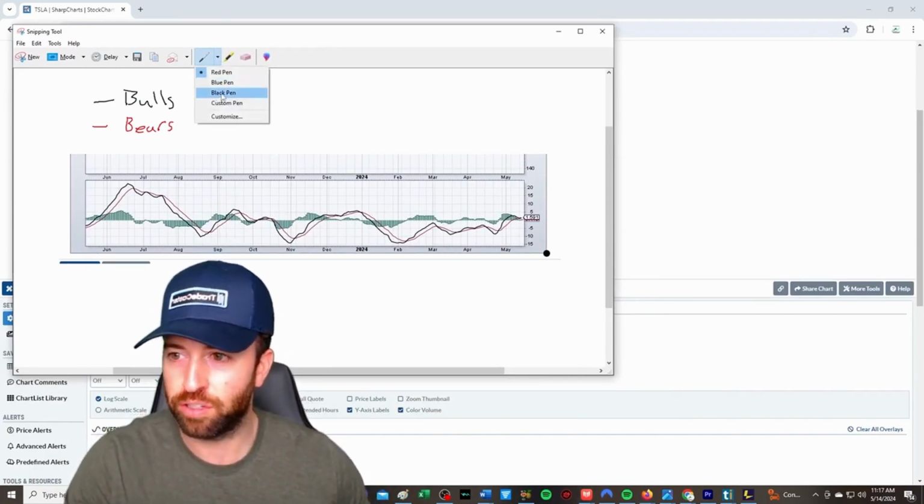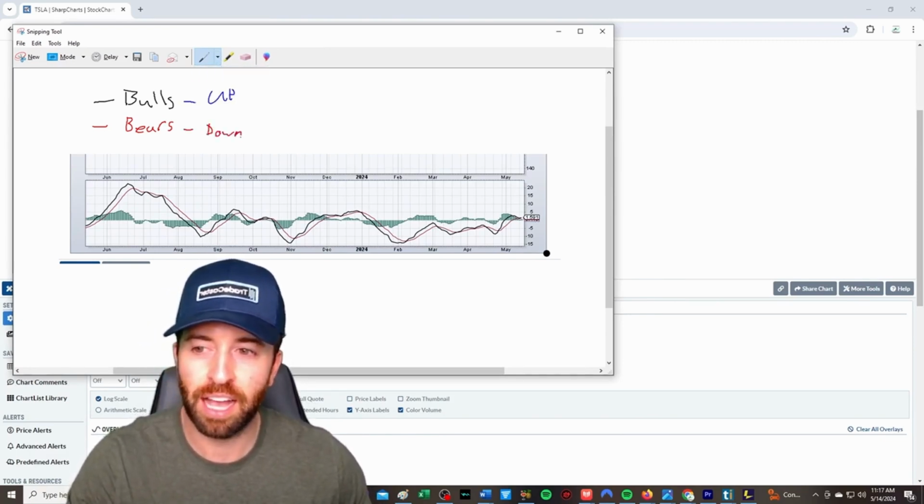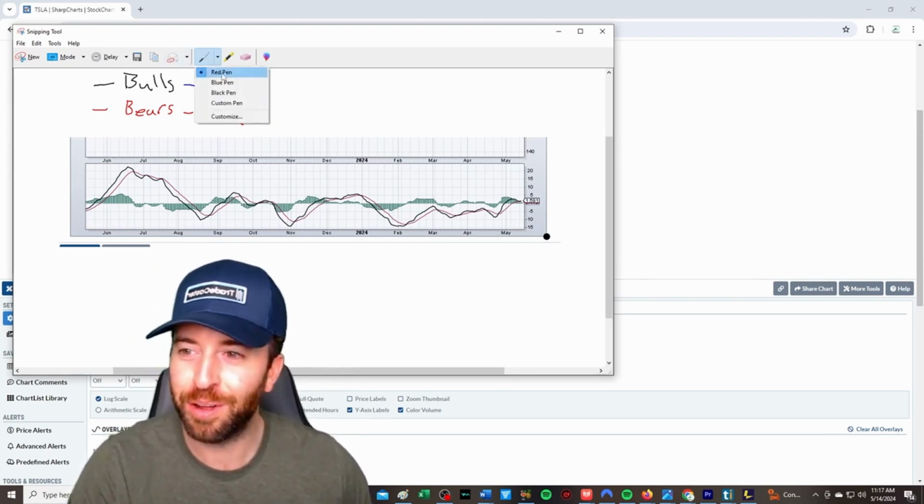So what happens when bulls are in control? When bulls are in control, we know that a stock usually goes up. And when bears are in control, guess what happens? A stock usually heads on down, right? So who's on top? Who's in control at this moment, team?